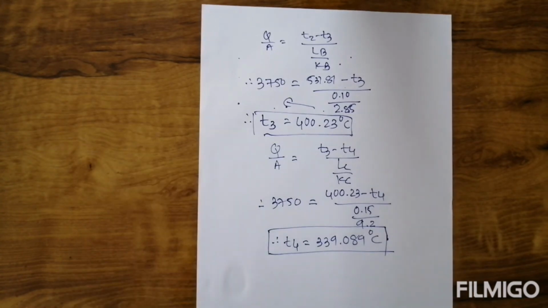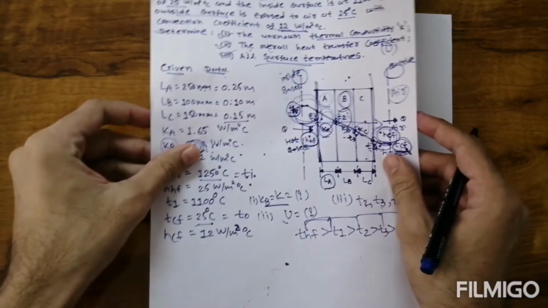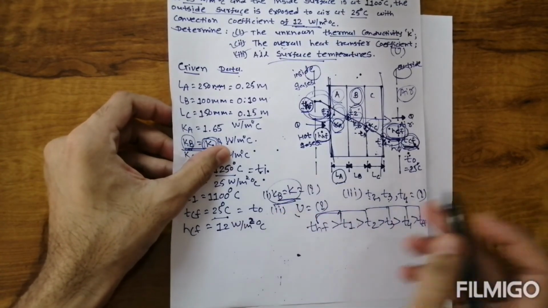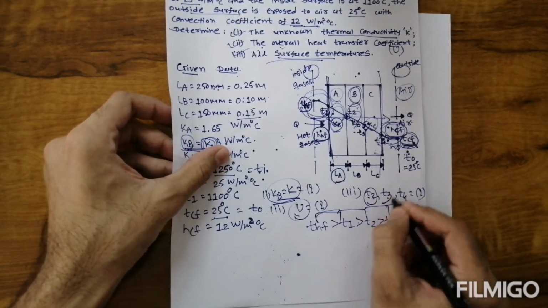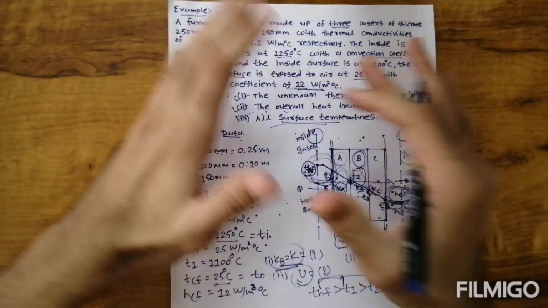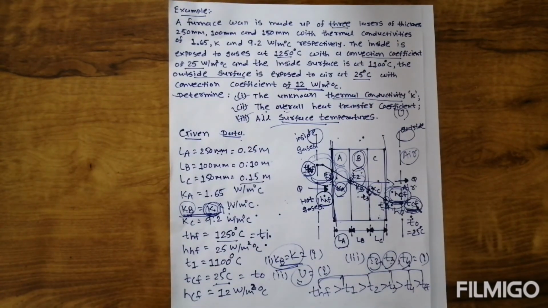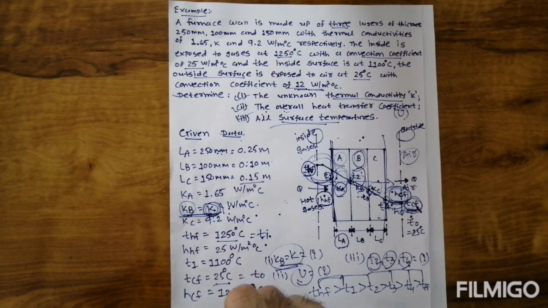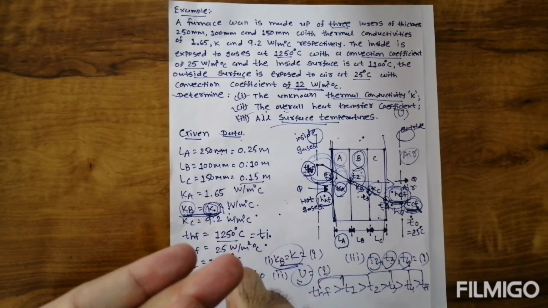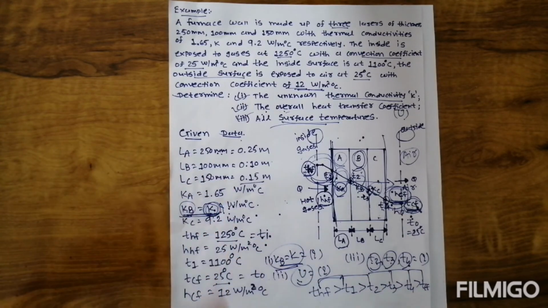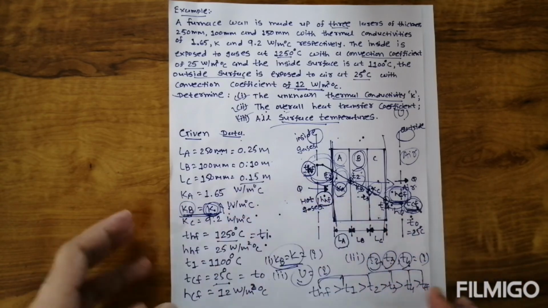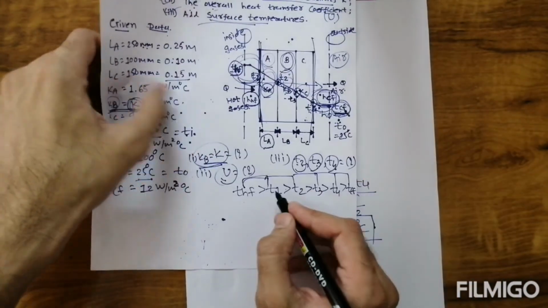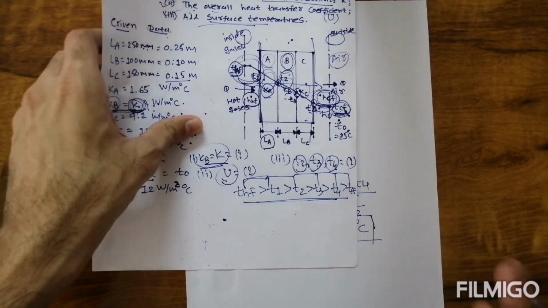Now we have found each and every value. Our target was to determine KB, already found, capital U, already found, and T2, T3, T4, found. That completes our example. I already told you how to find each value: rate of heat transfer, thermal conductivity, overall heat transfer coefficient, and all surface temperatures T2, T3, T4. Then you can check this condition. If it is satisfied, our example is right.